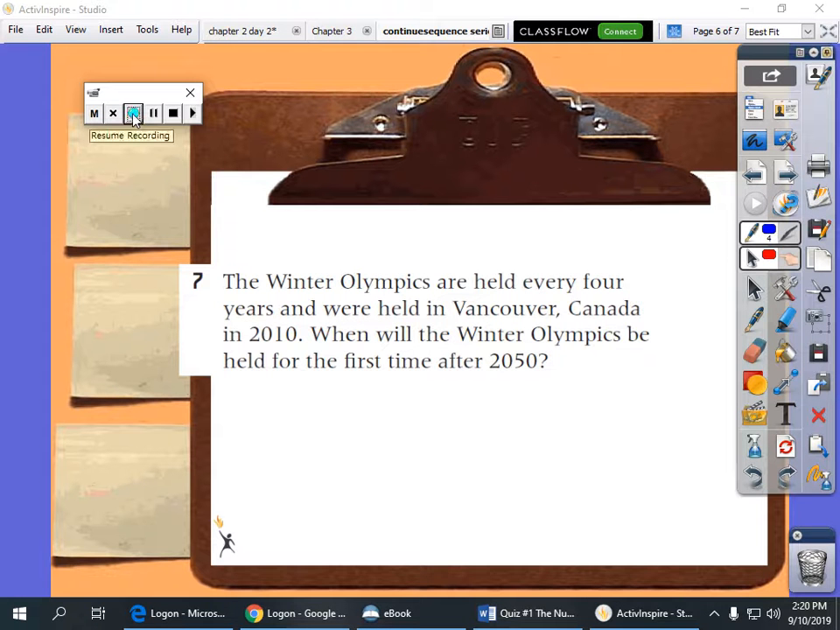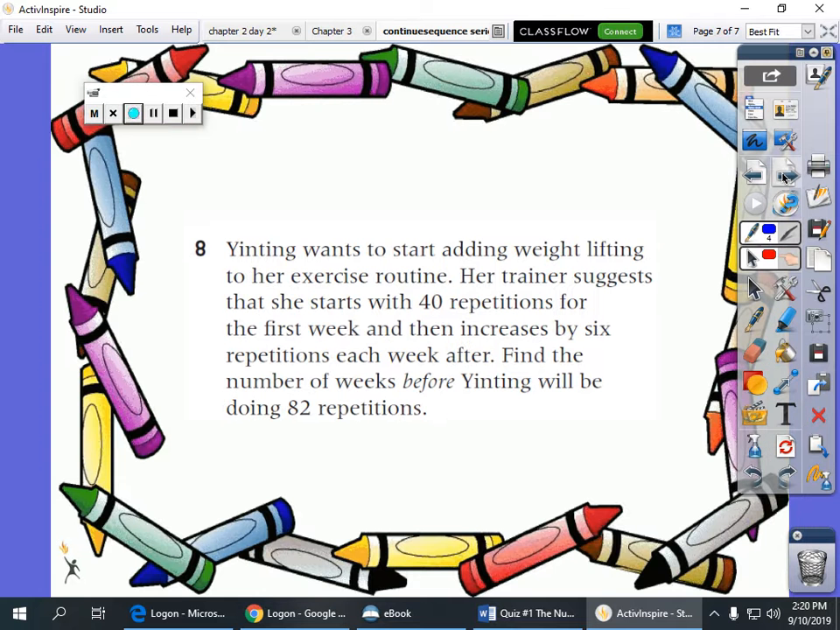All right, in 2010 we had the Olympics. And every 4 years we have Olympics. Okay? I'm going to tell you that between 2010 and 2050 is 40 years, and 40 is a multiple of 4, so obviously the Olympics happened in 2050. What is the next time it'll happen after 2050? 2054. All right, tackle number 8, and then we will move on.